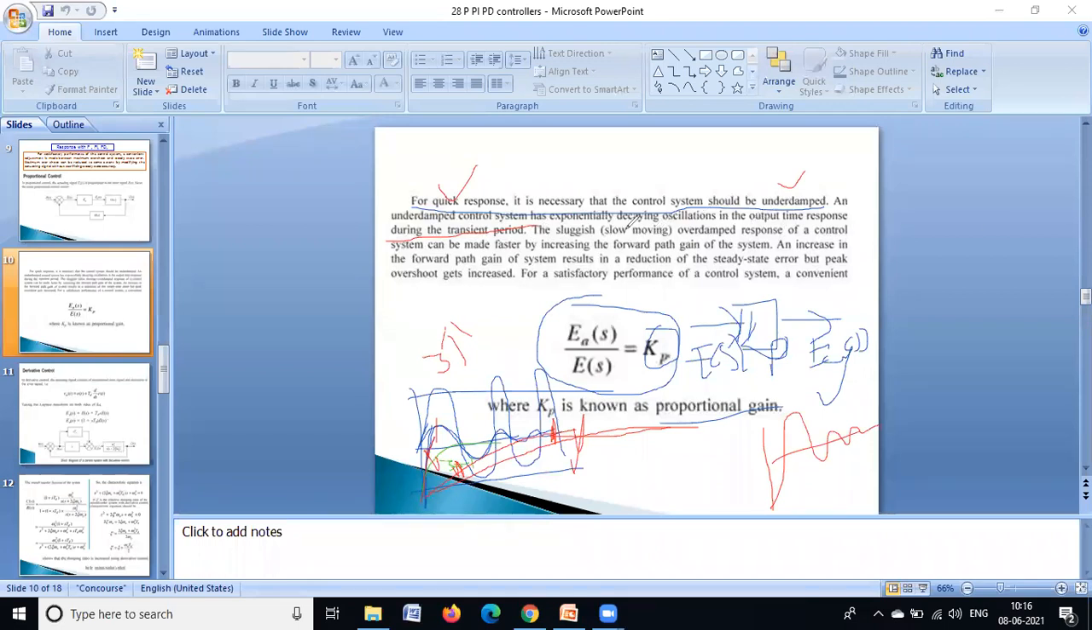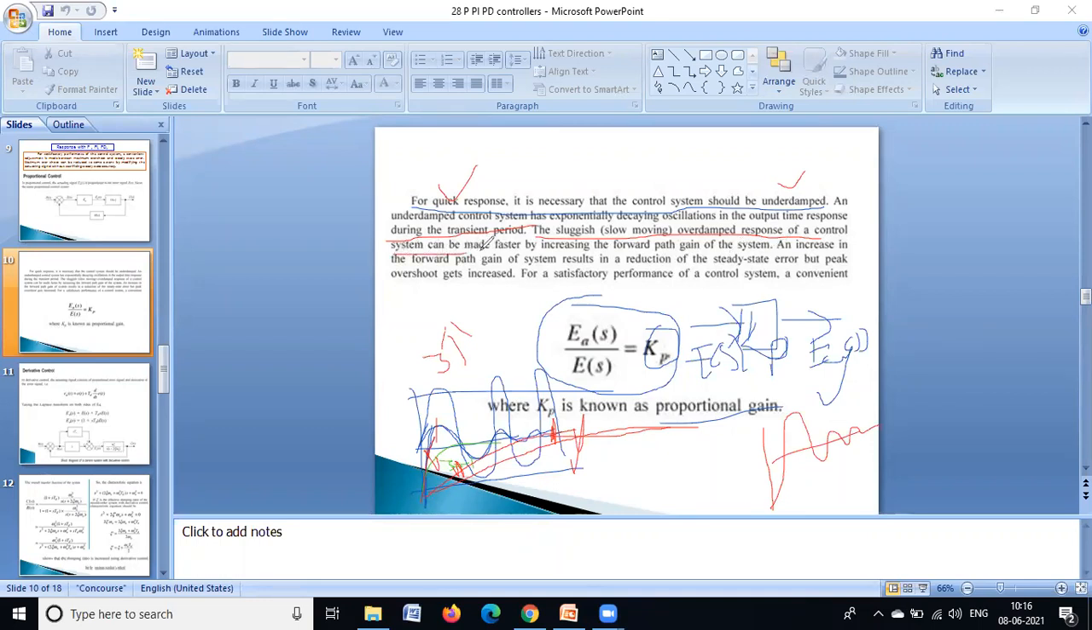Oscillations decay in the output during the transient period, so during the transient period it reaches 0. Okay, so next, the sluggish and slow moving overdamped system. The overdamped response of a control system can be made faster by increasing the forward path gain.